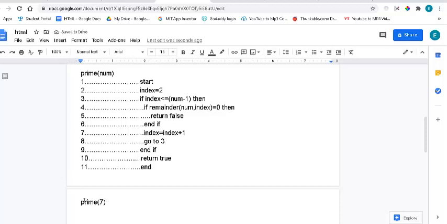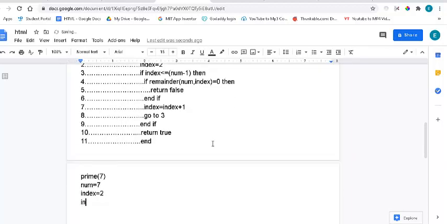When I call prime 7, num becomes 7. Then index becomes 2. Now we are going to say, is index, which is 2, less than or equal to num minus 1? Num minus 1 is going to be 7 minus 1, which is 6. Is 2 less than or equal to 6? Yes. Is the remainder of num, which is 7, divided by index, which is 2, equal to 0? 7 divided by 2, the remainder is not 0. The remainder is 1. So it goes out of here and goes here.